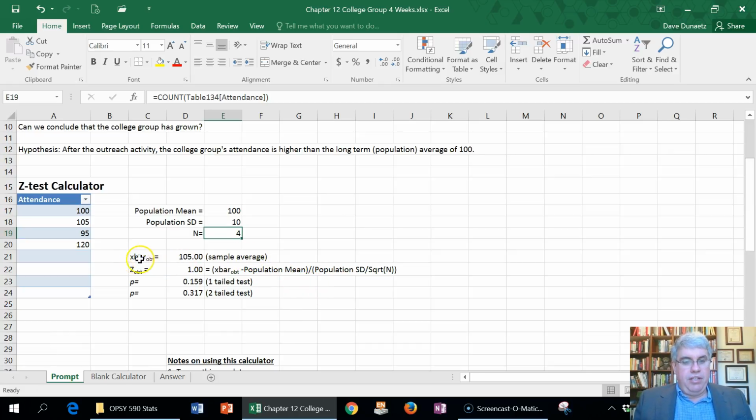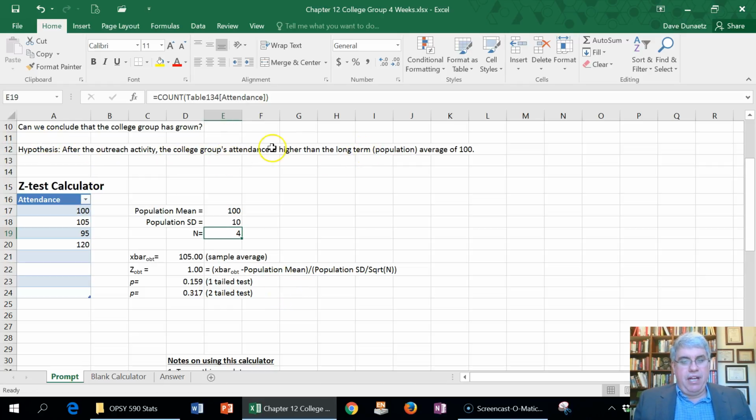First of all, it calculated the new X bar, the average, and it's 105. So the attendance for these 4 Sundays was 105. We want to know if we can be sure that's different than what we would get if the group had stayed the same. Well, our z is 1, and for our p-value, we want that to be low to show that it didn't happen by chance. It's actually 0.159 because we're making a one-tailed test.